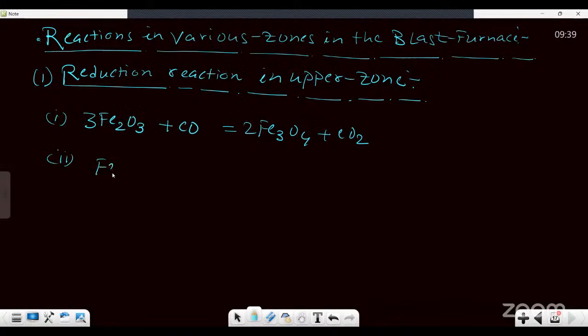Another reaction which is taking place is this Fe3O4. It will again come in contact with the CO gas and it will get reduced to FeO plus CO2, right? So these are the reduction reactions. Mainly these are the reduction reactions. Now let us understand why the reaction is taking place like this.